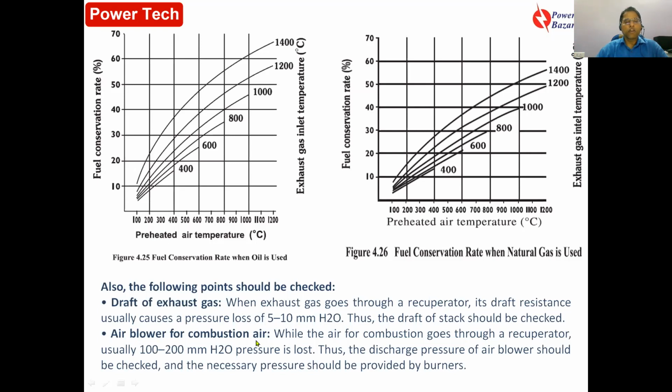Similarly, consider the air blower for the combustion air. While the air for combustion goes through a recuperator, usually 100 to 200 mm H2O pressure is lost. Thus, the discharge pressure of the air blower should also be checked, and the necessary pressure should be provided at the burners. Because in the case of the burner there is also a pressure loss, these are the two things which are to be checked while installing a recuperator.